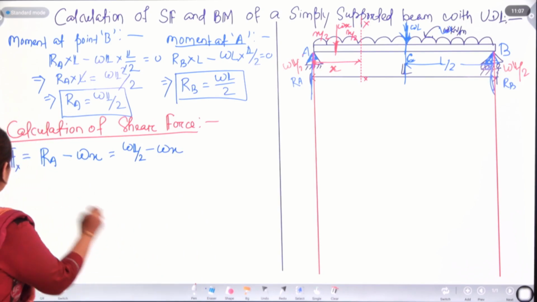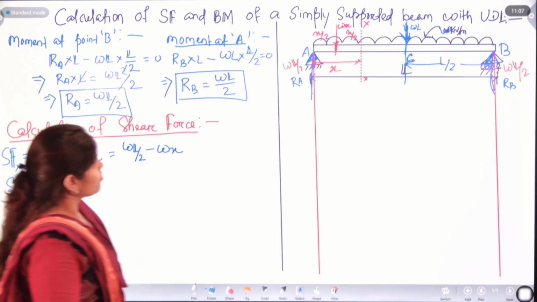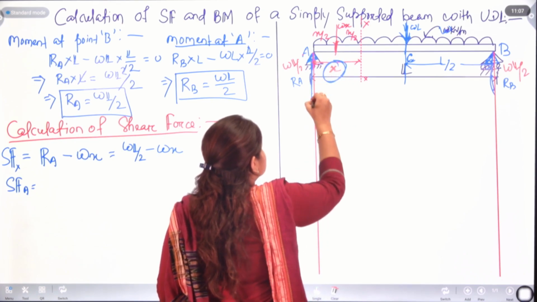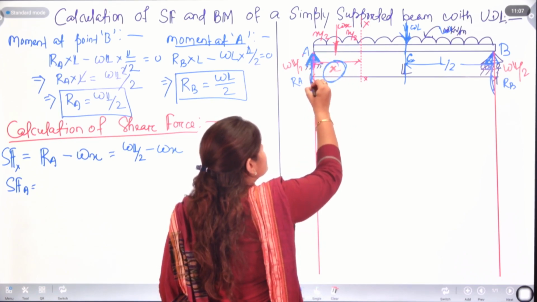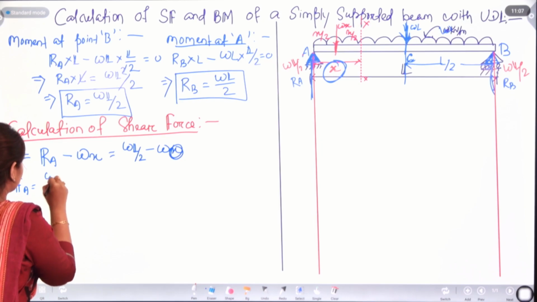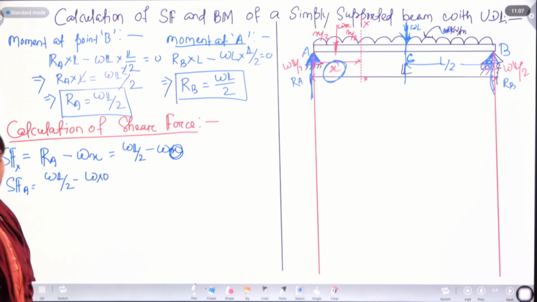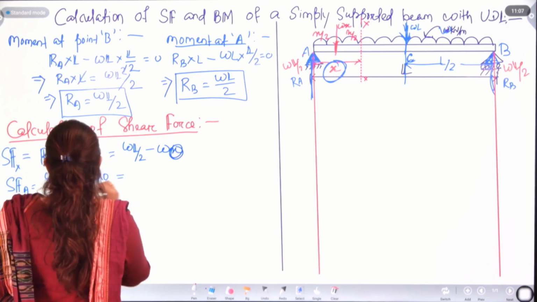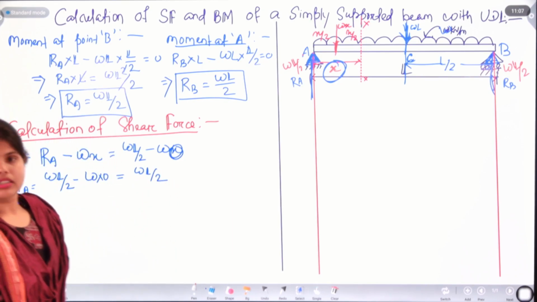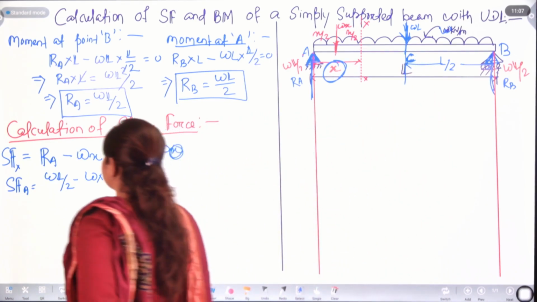If we need to find out at point A, what we will do? We just need to change the value of X. You can see at point A, the distance is 0. So in place of X, we need to put 0: WL by 2 minus W into 0. So shear force at point A will be WL by 2. Right? In case of point C, shear force is going to be what?